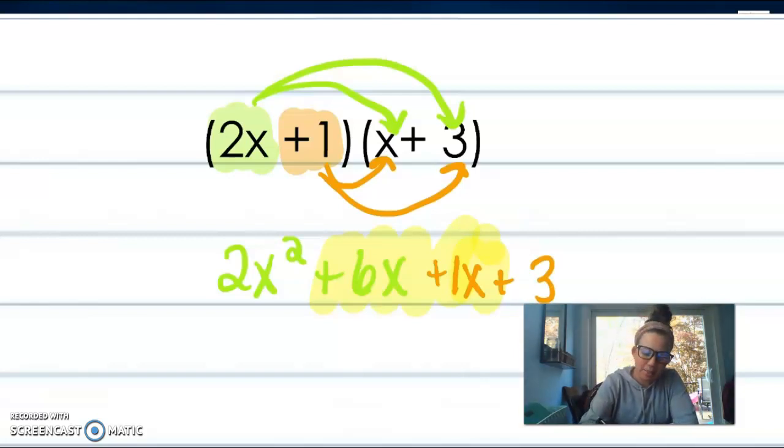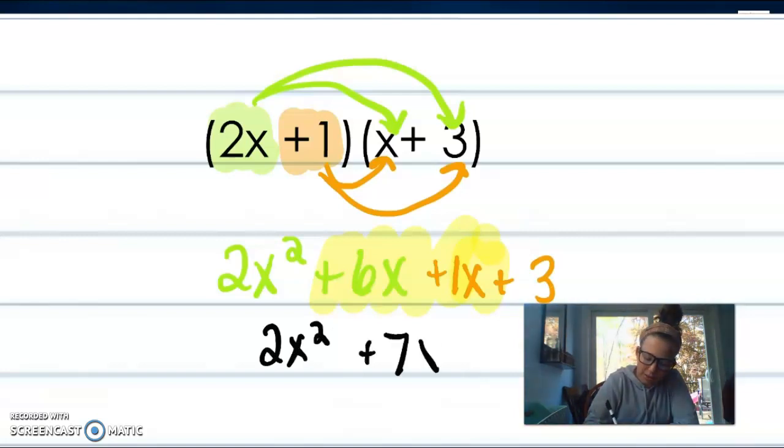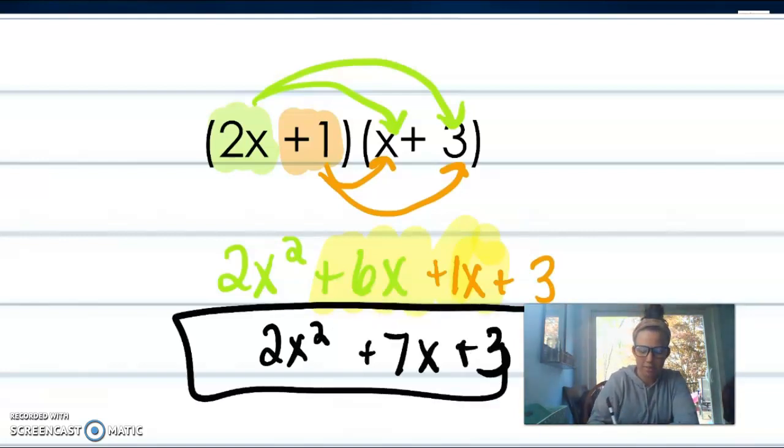So then that's going to be 2x squared plus 7x plus 3. And that'll be your final for that one. All right, we're going to do 2 more.